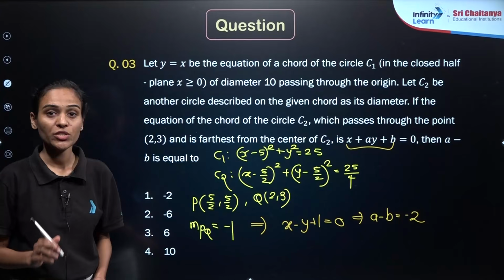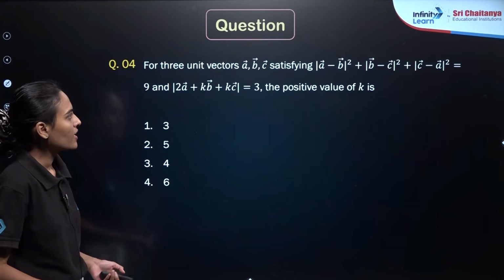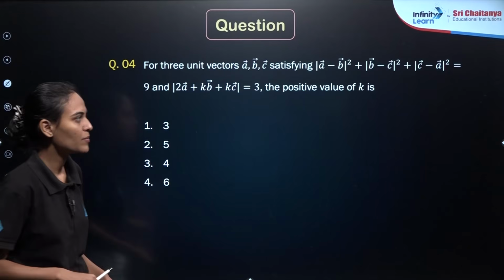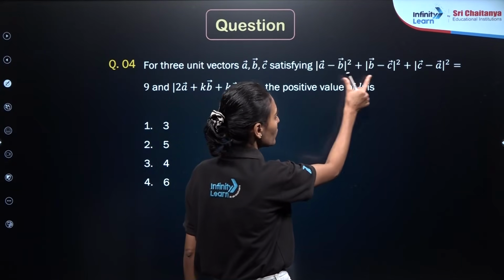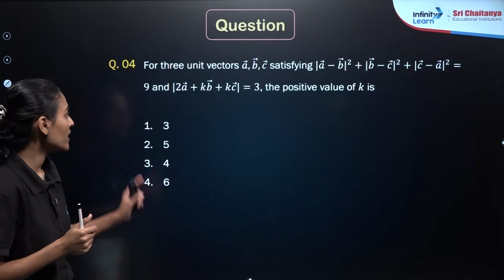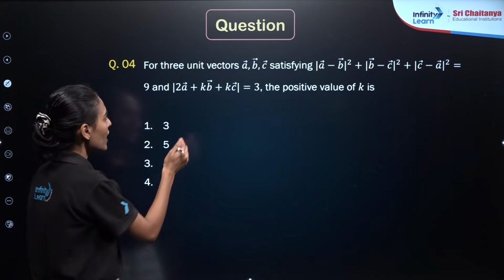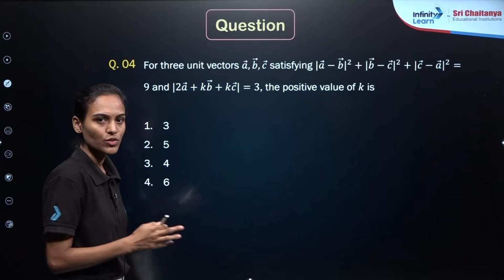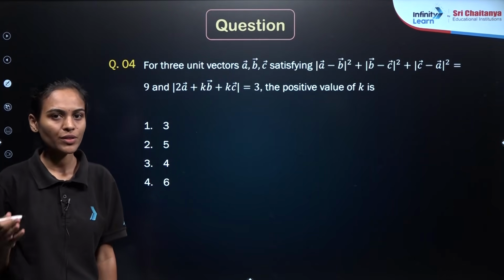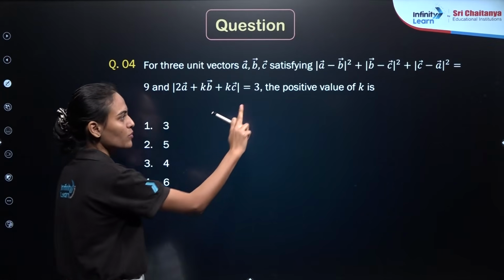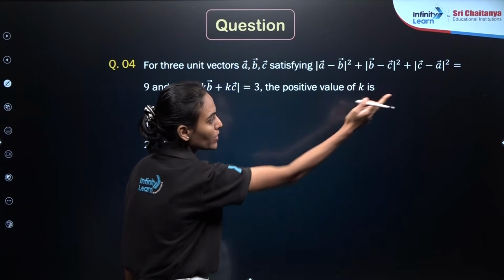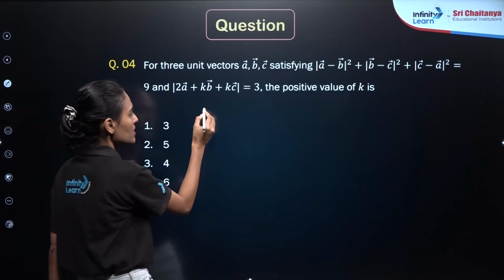Now let us take, students, question number 4. In question number 4, they have given 3 unit vectors a bar, b bar and c bar, so that modulus (a minus b) whole square plus modulus (b minus c) whole square plus modulus (c minus a) whole square equals 9. See, modulus (a minus b) whole square means modulus a square plus modulus b square minus 2 times a bar dot b bar, right? So here modulus a square and modulus b square will be 1 and 1. Similarly, you will get 1, 1, 1, 1, 2, 2, 2, 3 times, means 6.